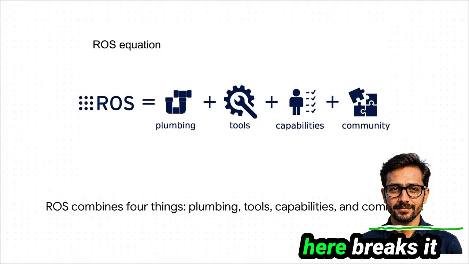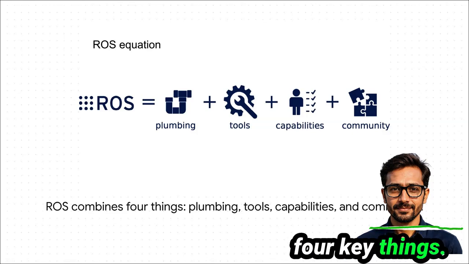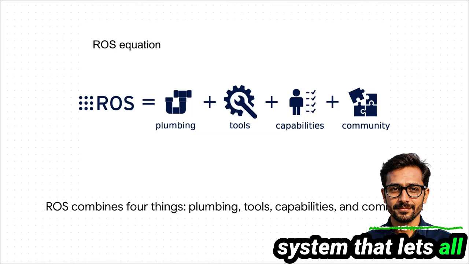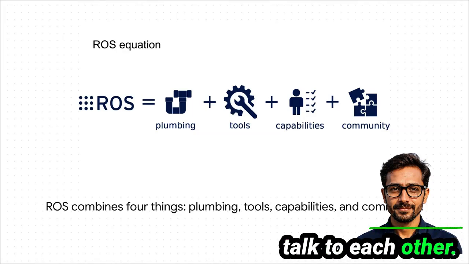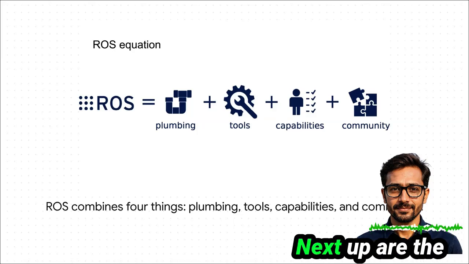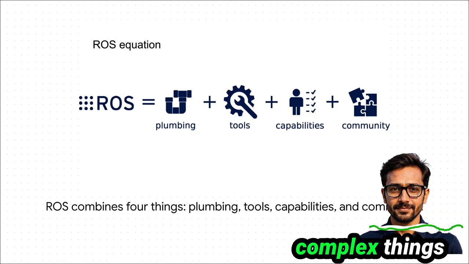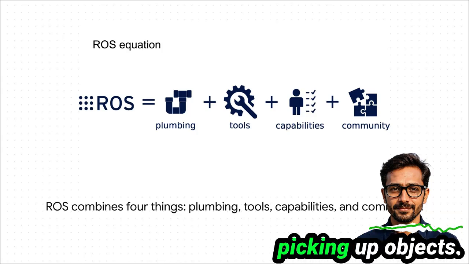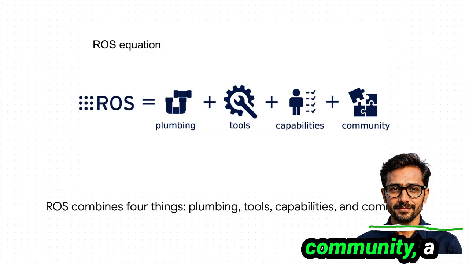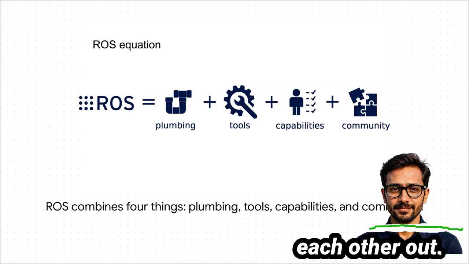This little equation here breaks it down perfectly. It's really a combination of four key things. First, you've got the plumbing. This is the communication system that lets all the different parts talk to each other. Then you have the tools to help you build and debug everything. Next up are the capabilities. These are like ready-made solutions for really complex things like navigation or picking up objects. And finally, and this is so important, you have the community, a massive global network of people all sharing their work and helping each other out.